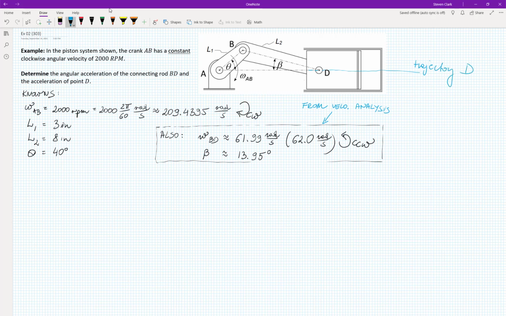Trajectory D. Okay, what do we know in here? Obviously, we know geometry. We know that L1 and L2 are equal respectively to 3 and 8 inches. We also know that at this time instant, the configuration is presented here in the picture. To be more specific, at this time instant, theta is 40 degrees.